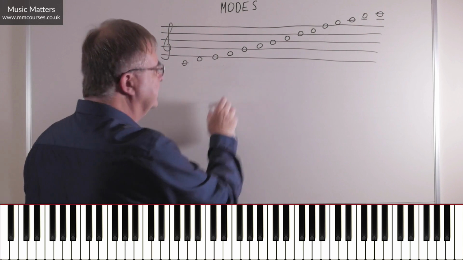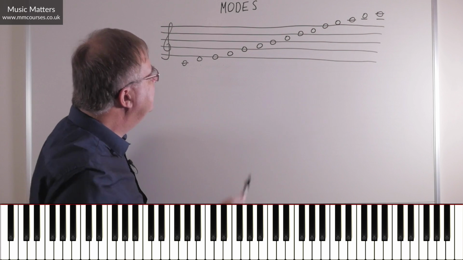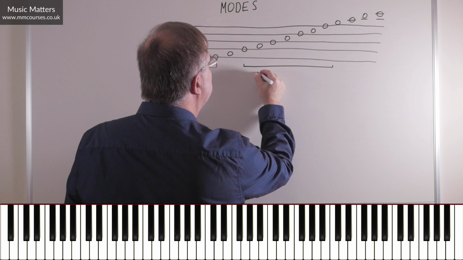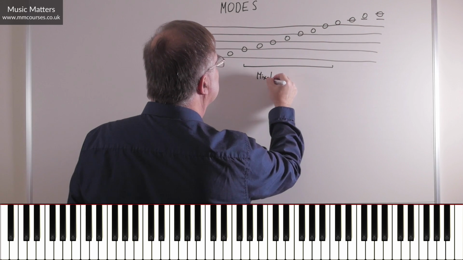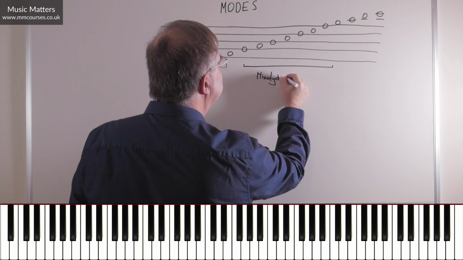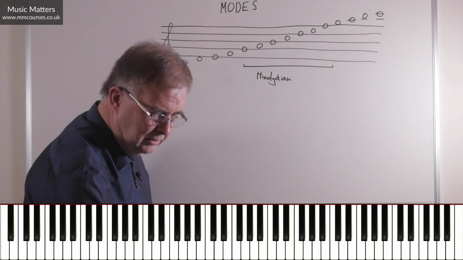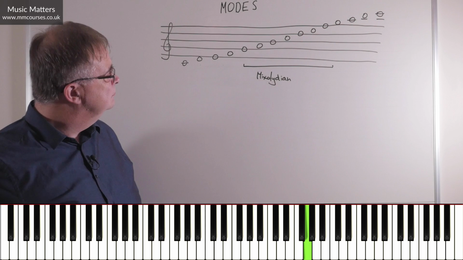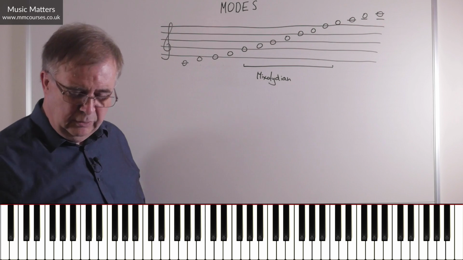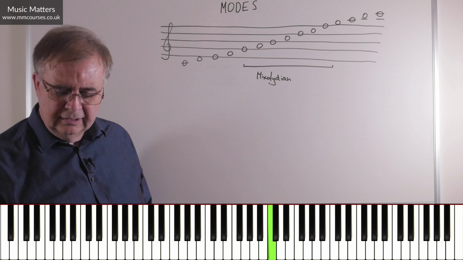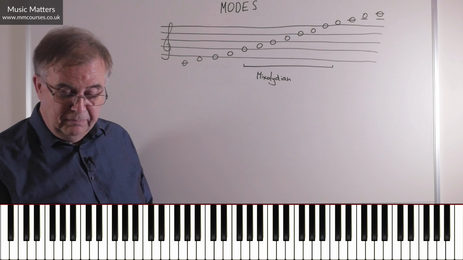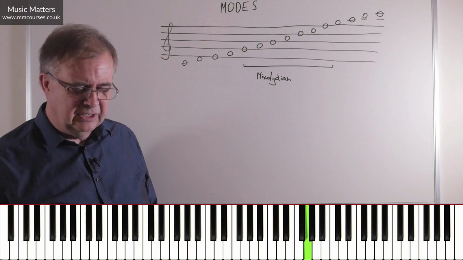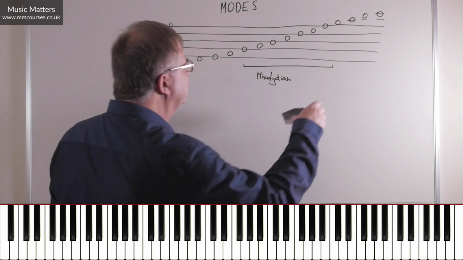Okay, what's coming next? Guess what? It's G to G. And this is the Mixolydian mode. So G to G, Mixolydian mode, okay? That's what that one sounds like. You know, we're waiting for an F sharp, aren't we? To make it G major or the transposed Ionian mode. But here it is, the Mixolydian mode. So that's G to G.